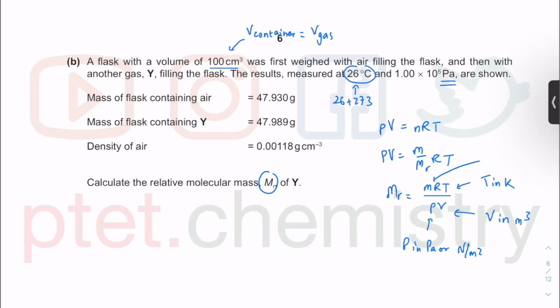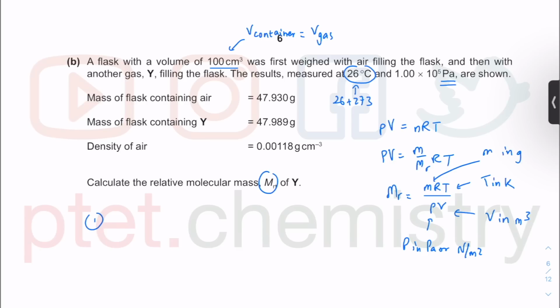The mass there must be in gram, because the unit of the MR is going to be gram per mole. So we have the mass of the flask containing the air, and we have the mass of the flask containing Y here. So what is going to be the mass of, let's see, we need to first work out the mass of the air first, I think, because the density of air is there.